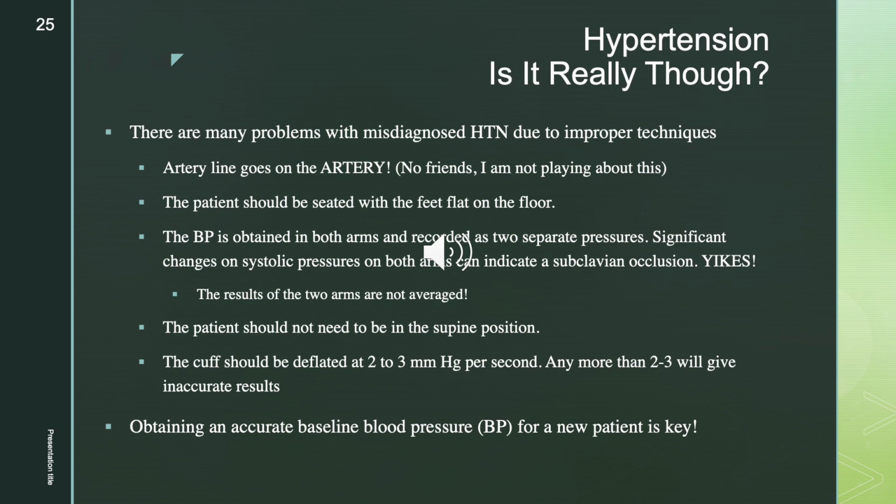So the results of the two are not averaged. Not going to happen. We usually do two for a brand new patient, okay, because you need to make sure that you understand that both sides are appropriate. Obviously, you shouldn't do it on one side if they have a mastectomy. You need to have a limb alert on them, yada, yada, yada.